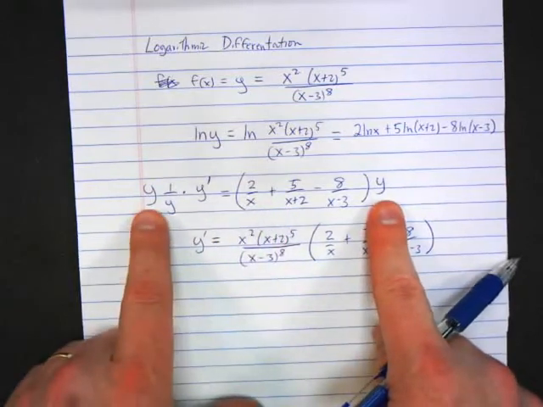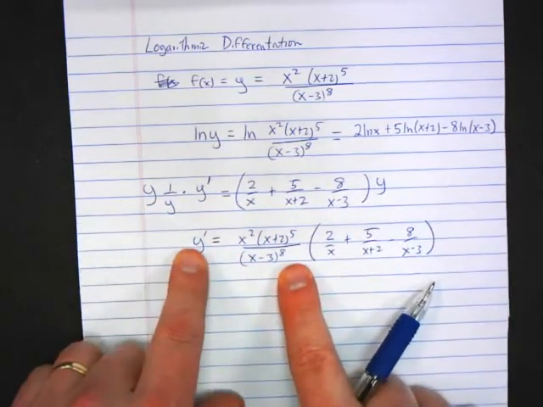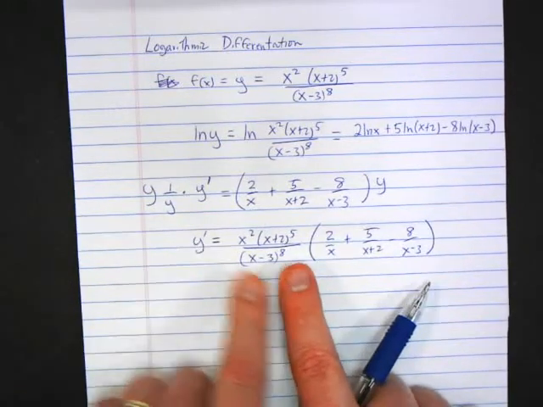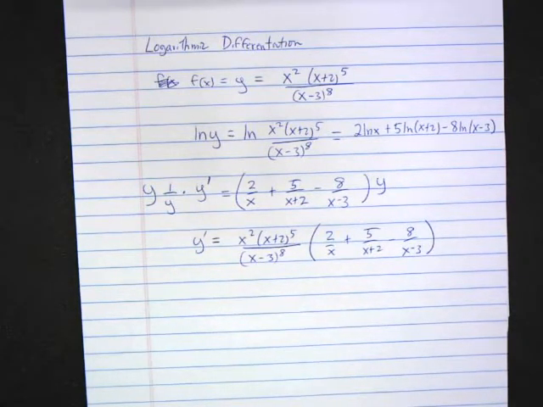I multiplied both sides of the equation by y to get rid of that 1 over y, because I wanted the y prime all by itself, but that y was the original function, so I stuck that back in there. So that's a technique called logarithmic differentiation. It's a way to take derivatives while avoiding having to use the product rule, the quotient rule, and the chain rule a lot.